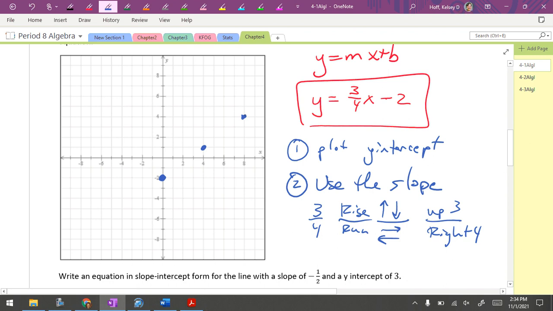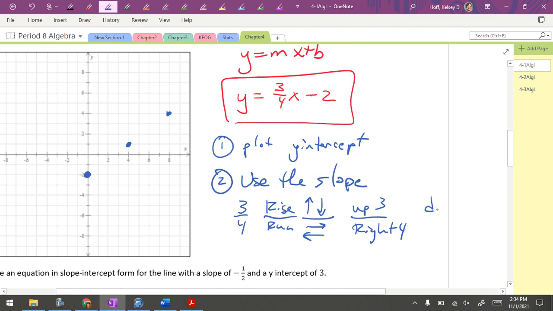Question? How could I ever get a point down here? Do the opposite of both. Make sure you do the opposite of both. So instead of up 3, you could go down 3. Instead of right 4, you could go left 4.